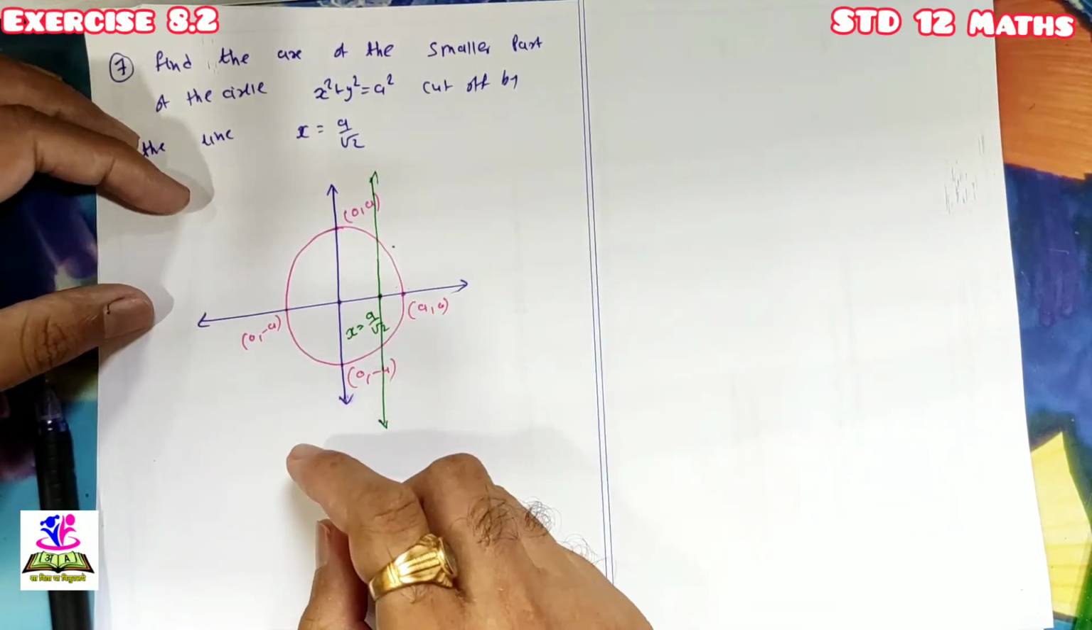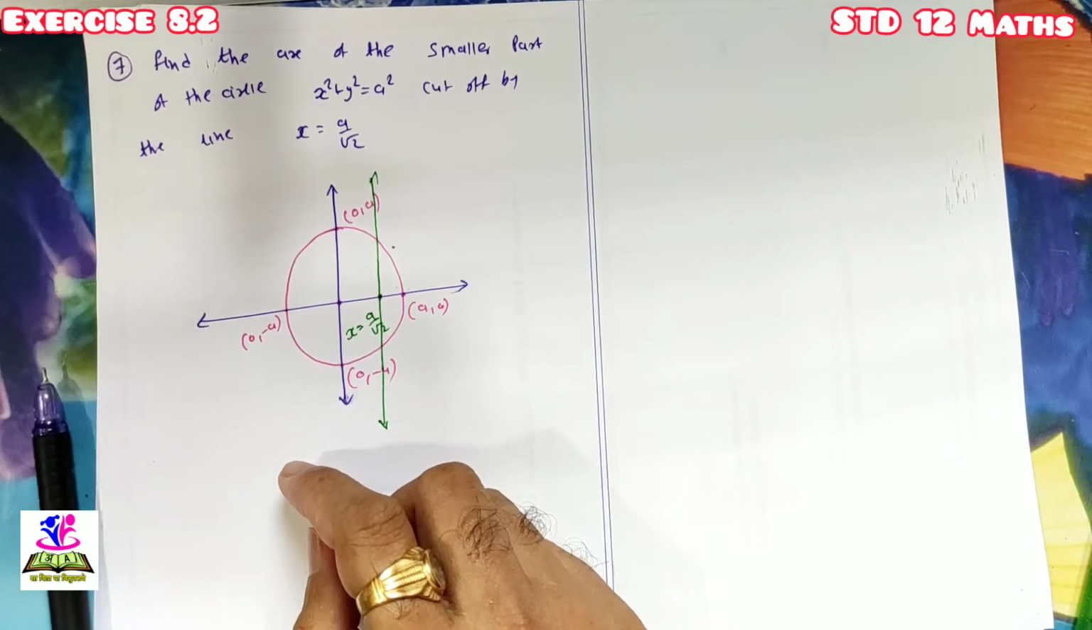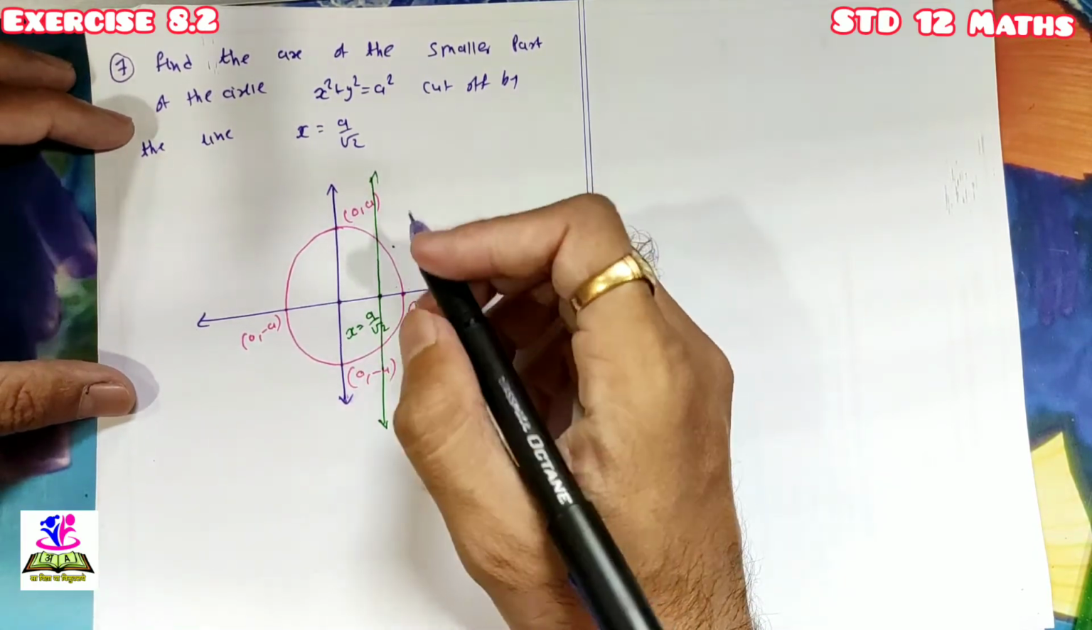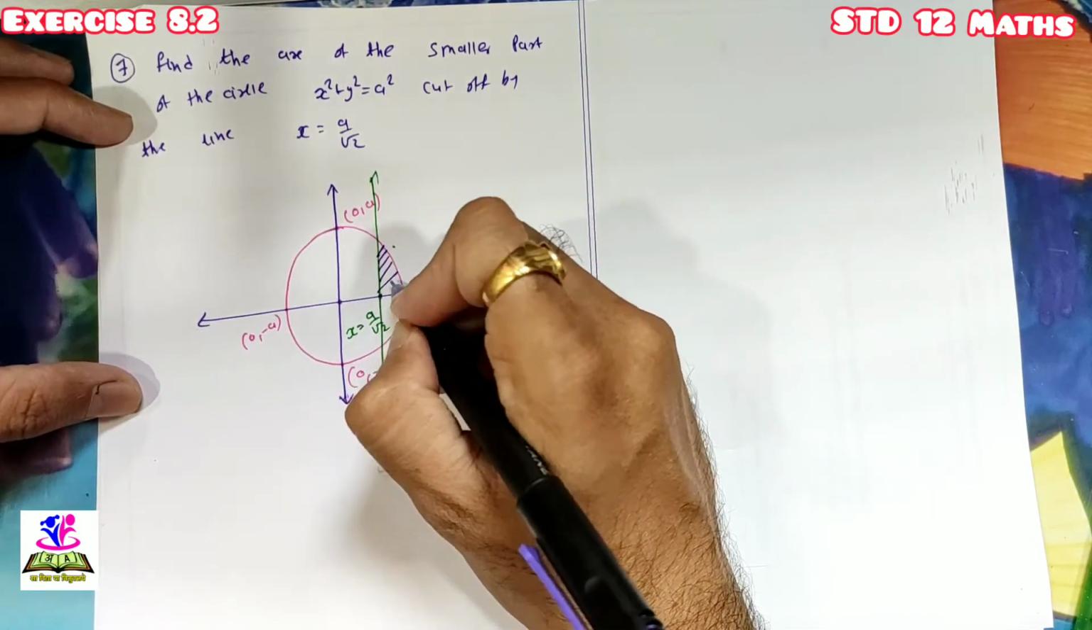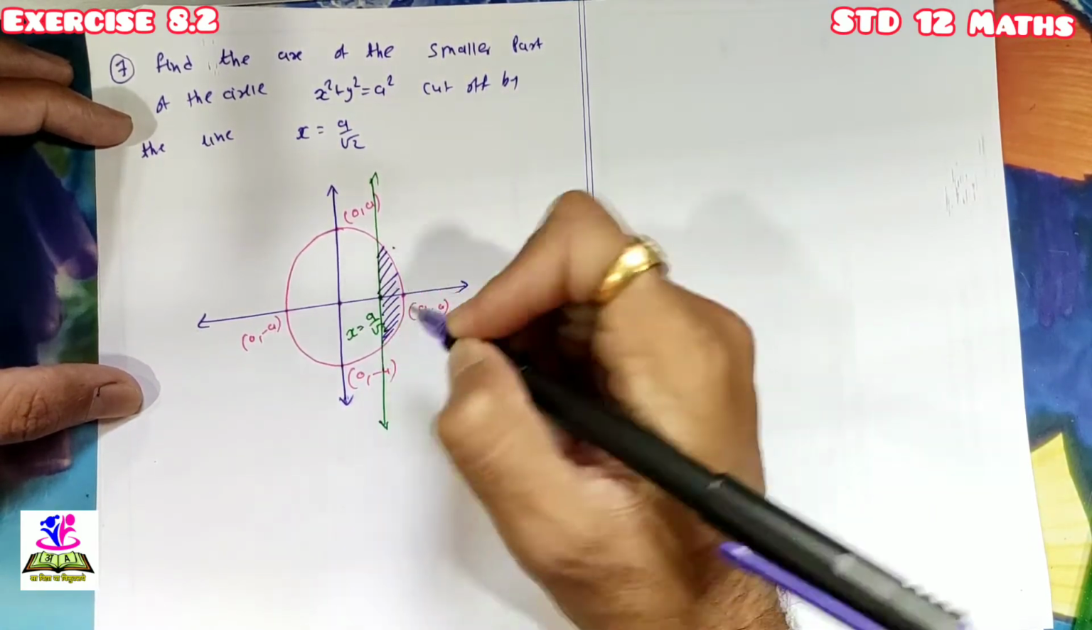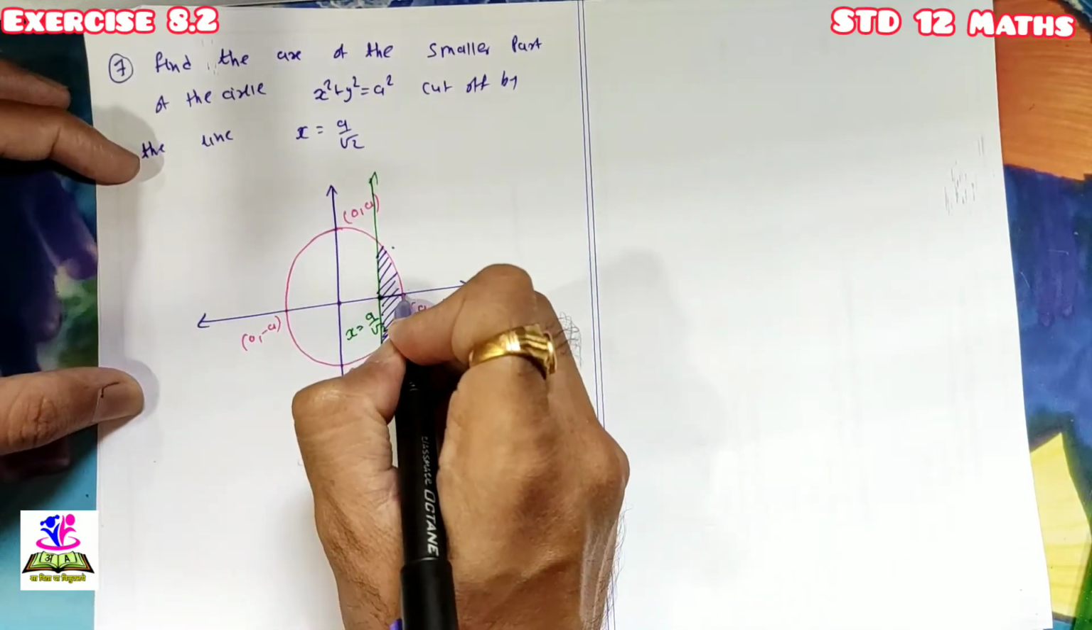So you have to find the area of the smaller part of the circle. Which is the smaller part? By cutting with this line, this part will be the smaller part of the circle. You have to find the area of this region only.